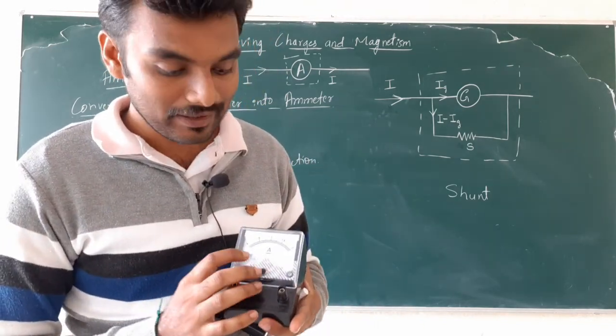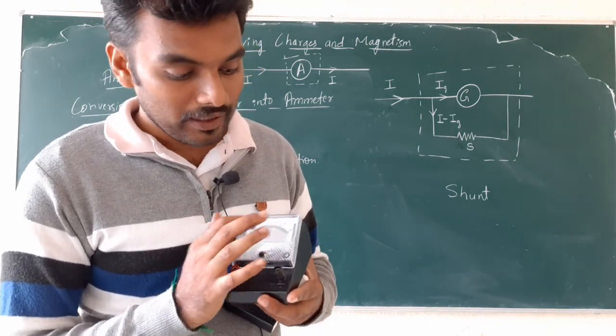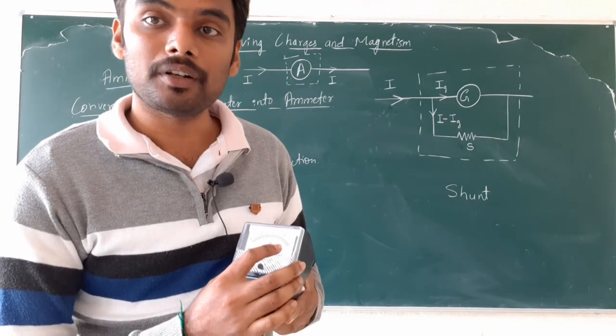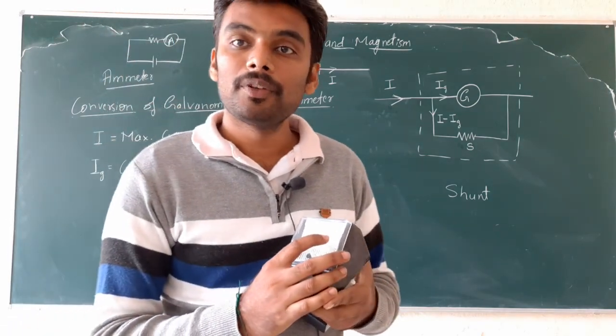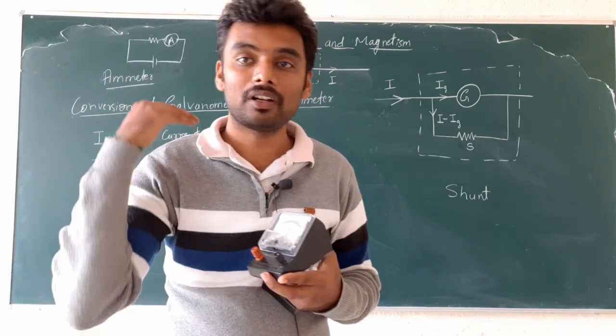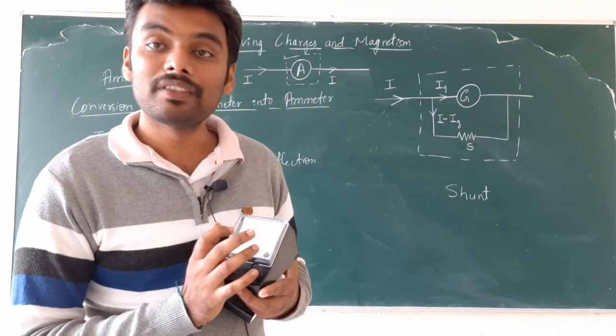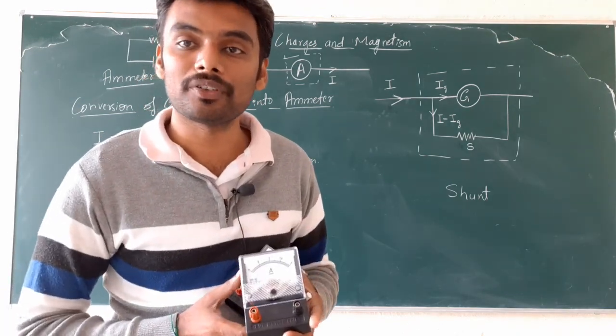Look at this. This is a regular ammeter, not a milliammeter. The range of this ammeter is 2 ampere, which means if the current flowing through the circuit is 1.5 ampere, 1.8 ampere, 2 ampere, 1.6 ampere and so on, then we will make use of this ammeter to measure it.